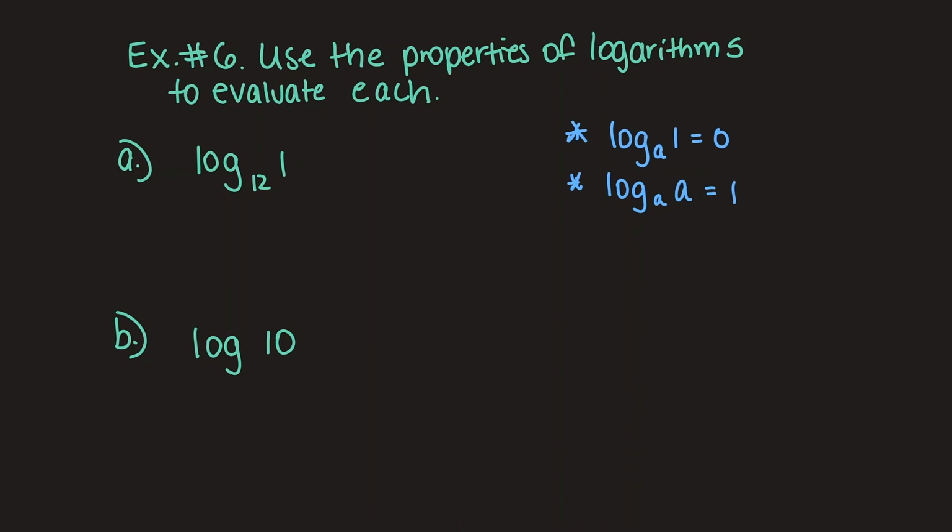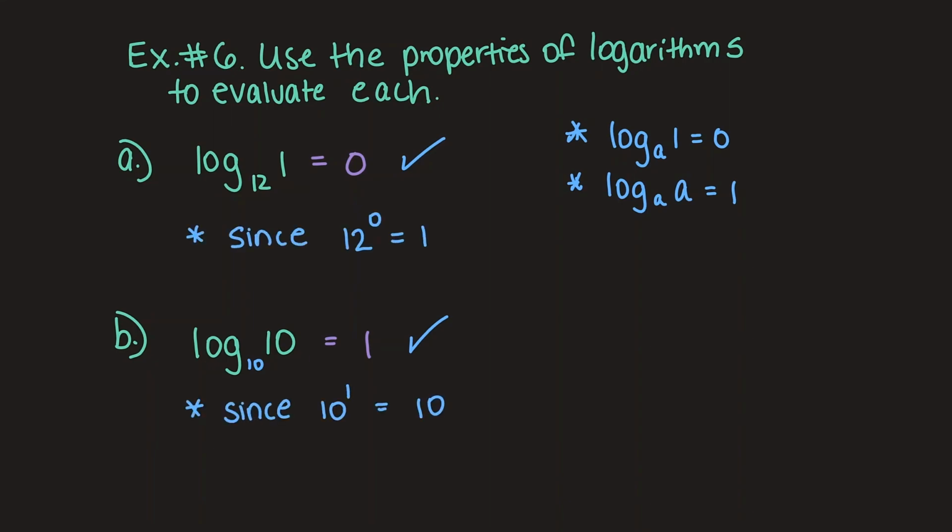So let's try a couple of examples. For the first example, we can use the first log property since the input of the log is 1, and whenever the input of a log function is 1, the log evaluates to 0. So log base 12 of 1 equals 0. And for the second example, note that this is a common logarithm with a base of 10. We can use the second log property since the base and the input of the log are the same. When that happens, the log evaluates to 1. So log base 10 of 10 equals 1. And this can always be checked if we write it in exponential form.